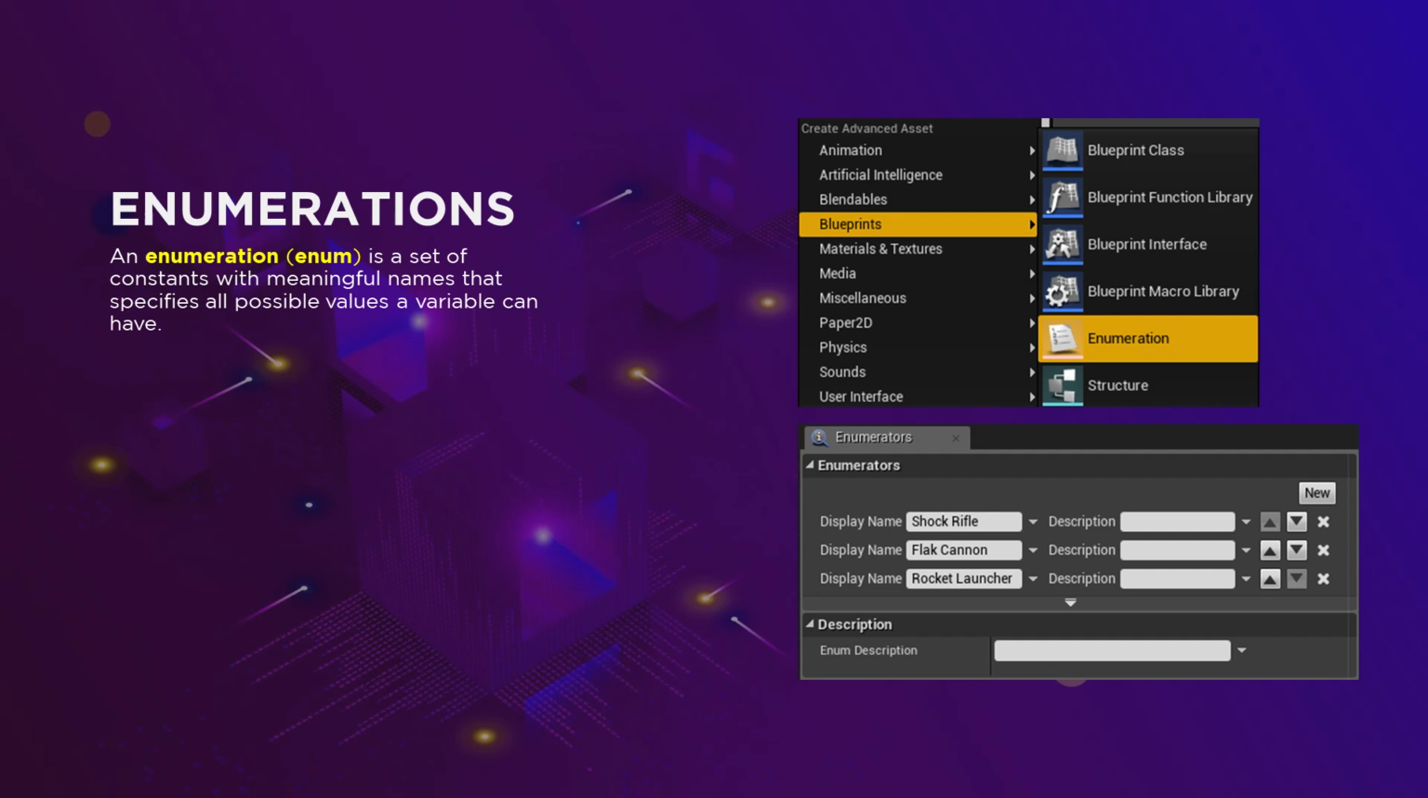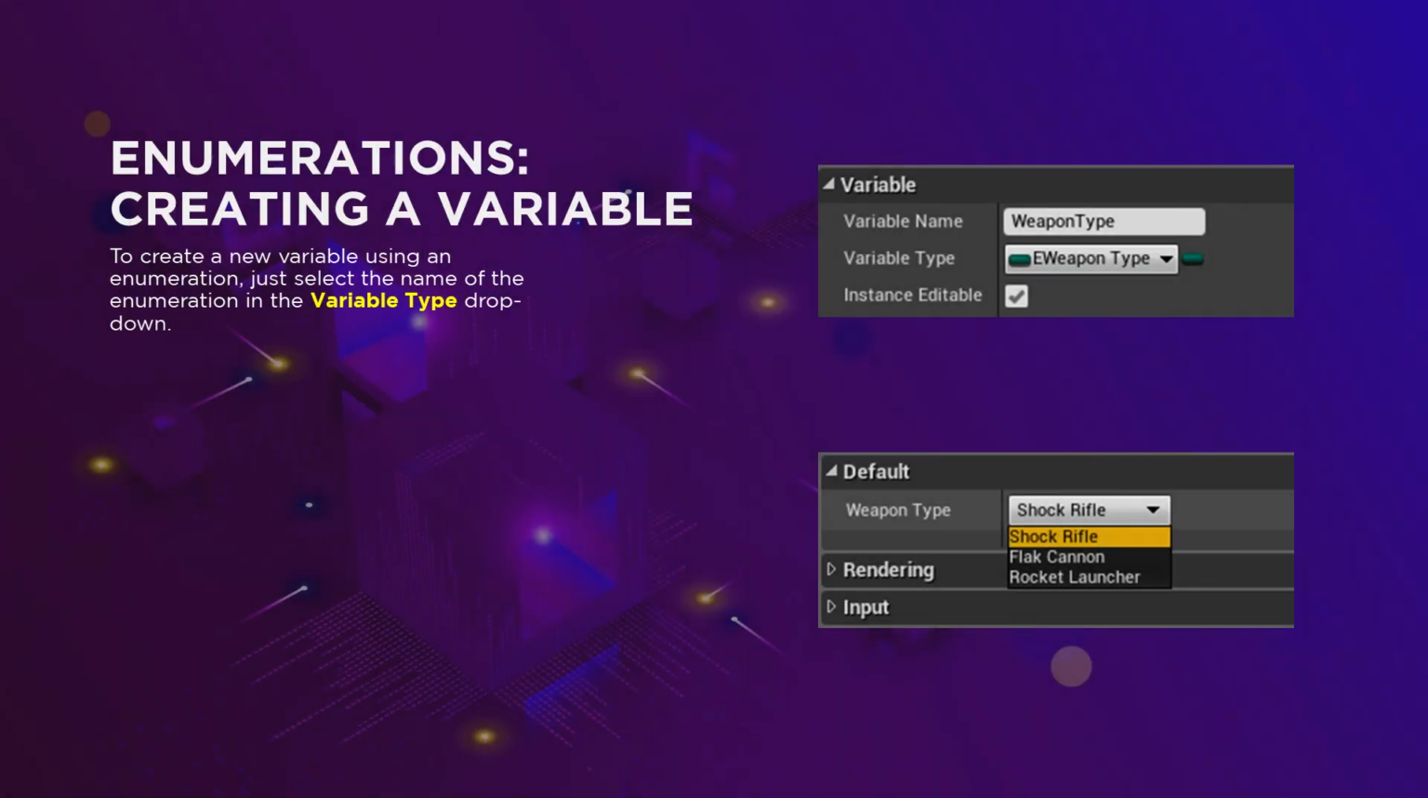Double-click on the enumeration that was created to edit it. Click the New button to add the names that are part of the enumeration. To create a new variable using an enumeration, just select the name of the enumeration in the variable type dropdown. The top image shows an enumeration named eWeaponType being used as the variable type.